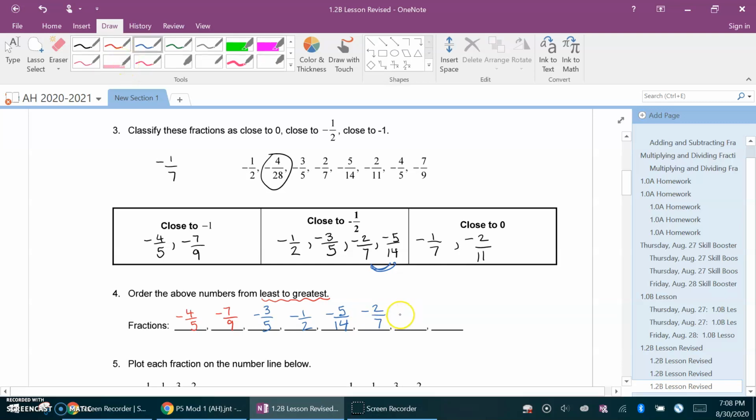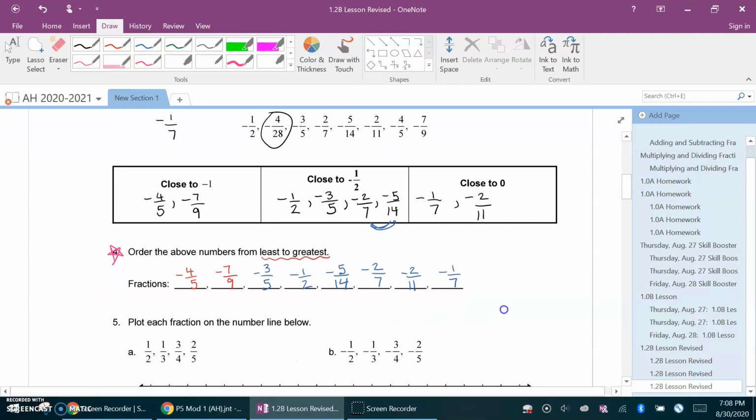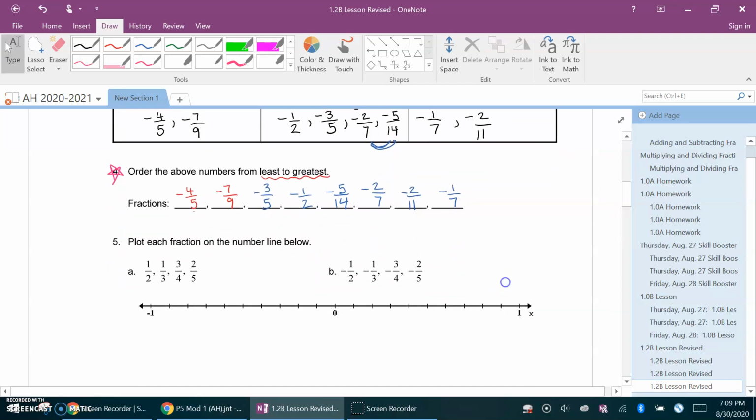Looking at the last two, we have negative 2/11 and negative 1/7. So this is a good one to go back and practice and look at again because of the negatives. So taking a look at number 5.